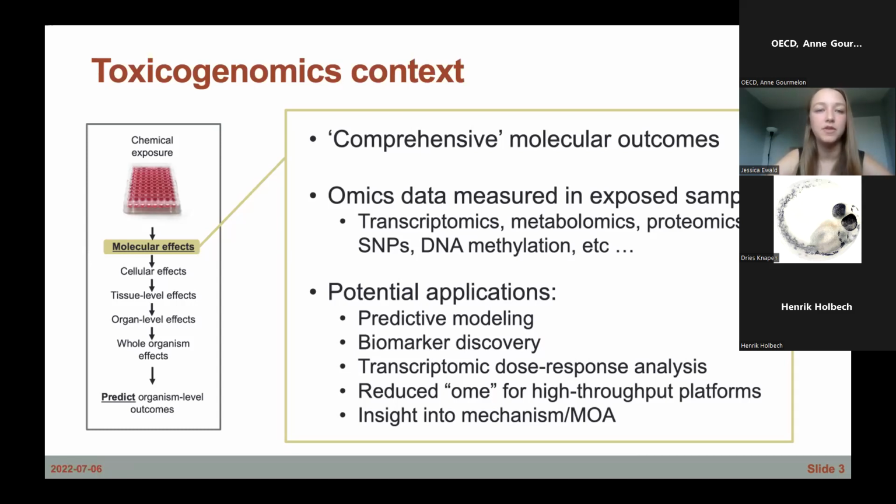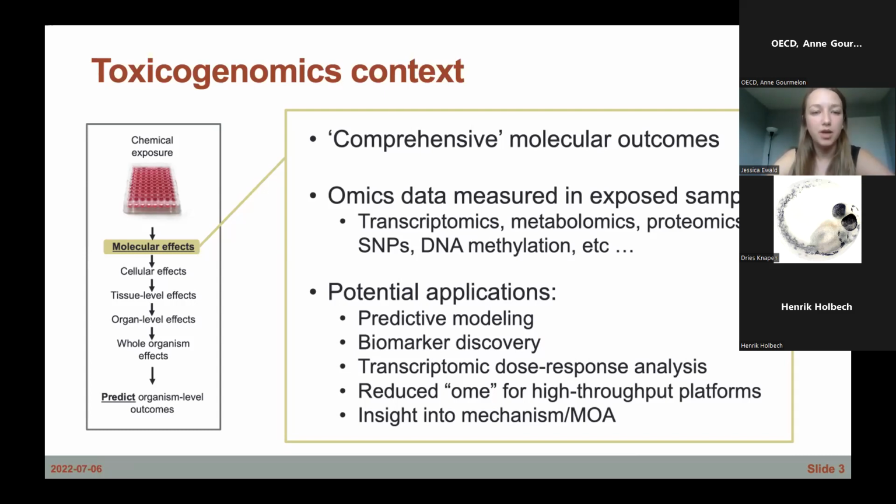Toxicogenomics data are these technologies for generating comprehensive measurements of molecular outcomes. So this is simply omics data measured in exposed samples. It could be transcriptomics, so gene expression with microarray technology or RNA sequencing, metabolomics data, proteomics data, and then there's just this growing list of omics types.